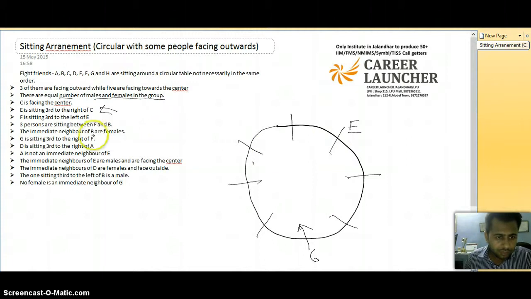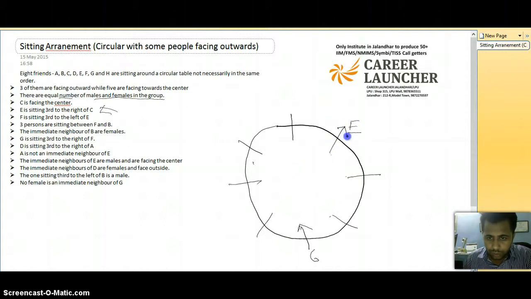The next hint is F is sitting third to the left of E. Now if I consider E to be looking inside, 1, 2, 3, this comes out to be the left of E. But F cannot be seated here. That means he is not sitting looking inside. He is looking outside.